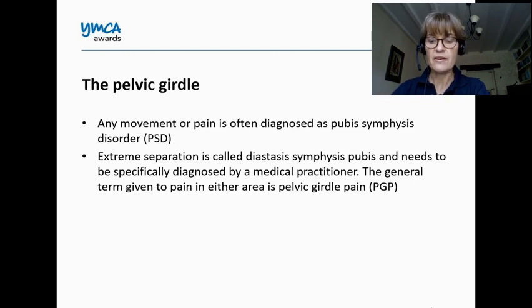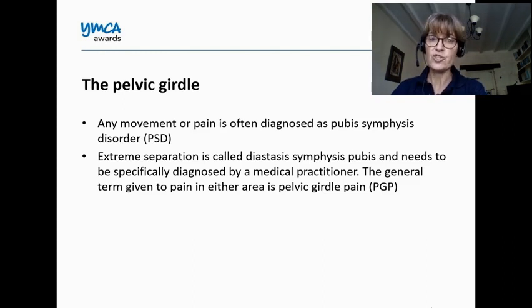And often in a physio department, you will see women coming in with what's called pubic symphysis disorder. And this is where the two pubic bones are no longer correctly aligned, causing pain. But you can also get the separation of the pubic bones called diastasis symphysis pubis, which is a big problem. And if there's extreme pain in that area and a client of yours is pregnant, you'd need to send them straight to the doctor.